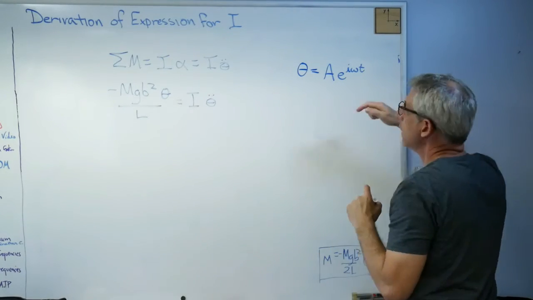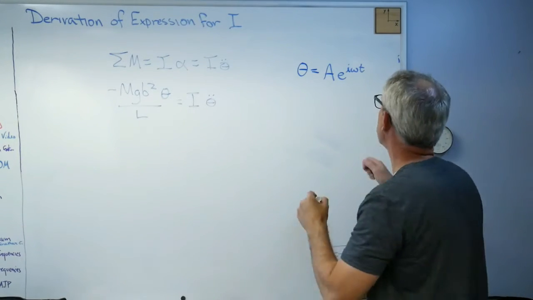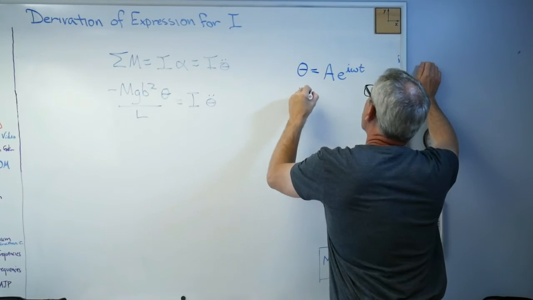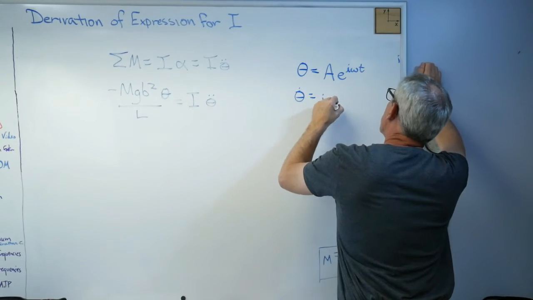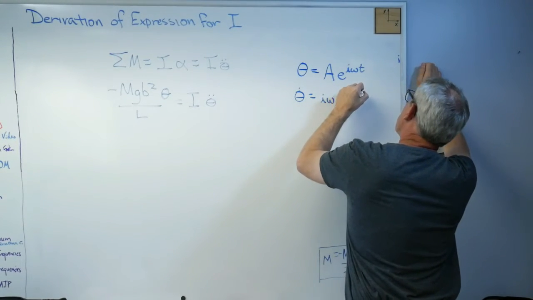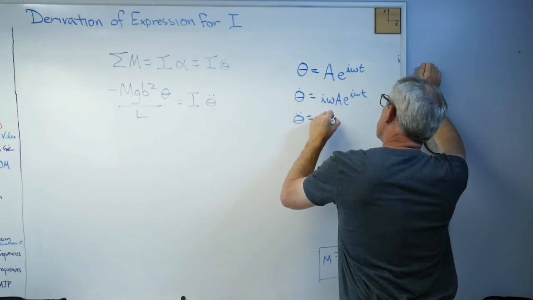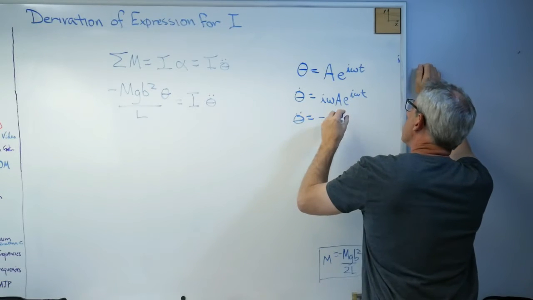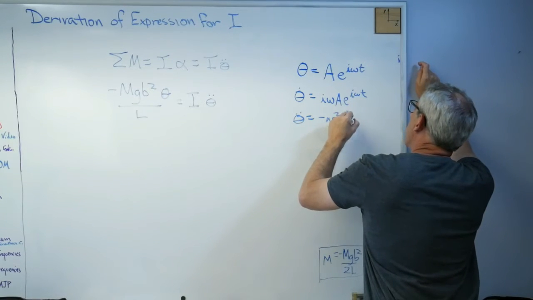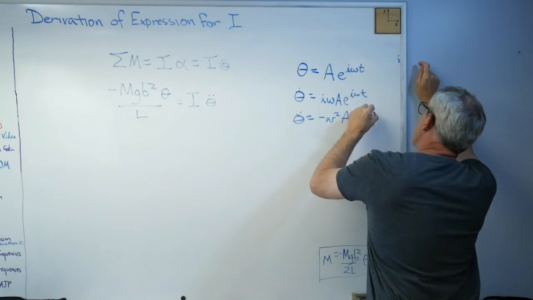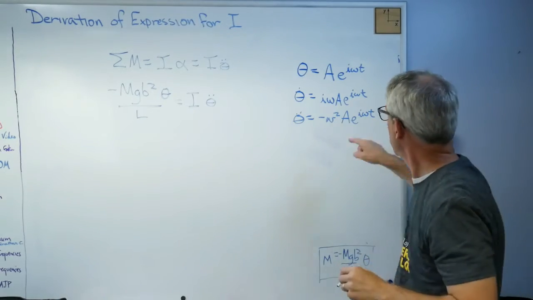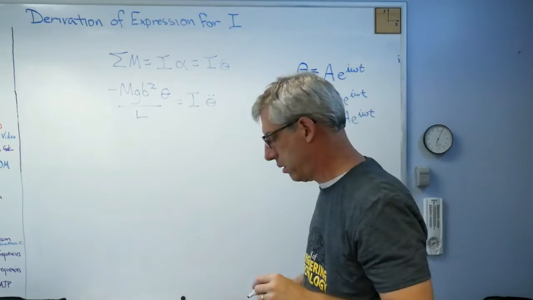Well, the nice thing about this is it's really easy to take derivatives. So all I've got to do is I get i omega A e to the i omega t, and theta double dot is minus omega squared A e to the i omega t, because i times i is minus 1. All right, well, let's plug that into here.